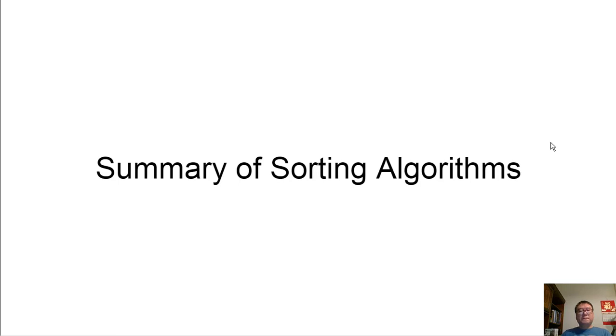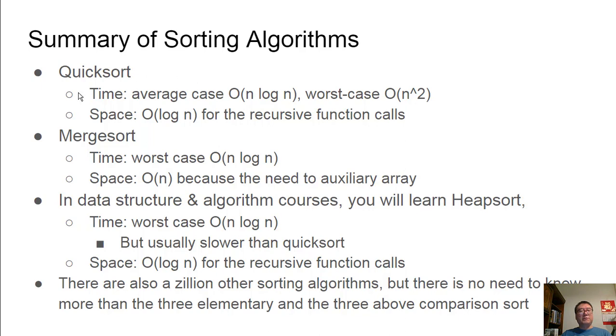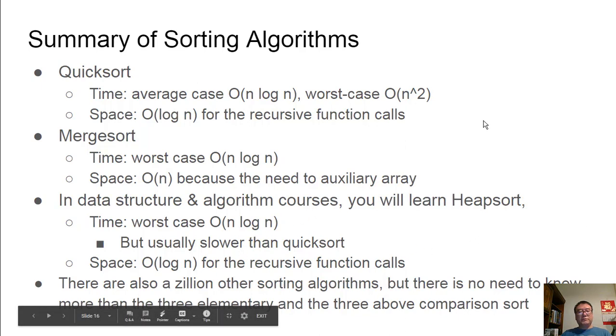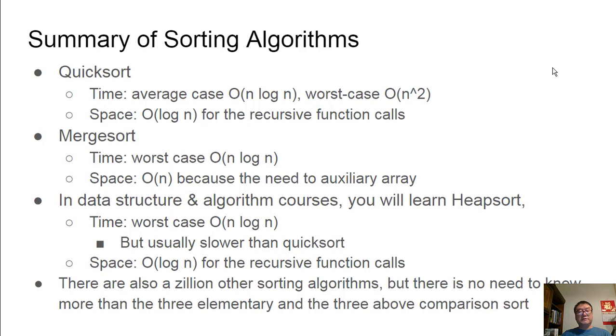Now let's take a look at all the sorting algorithms that we have covered in this topic. We covered quicksort and merge sort. Before this topic, in topic 5, we covered bubble sort, insertion sort, and selection sort, which are all quadratic algorithms. Quicksort has average time complexity n log n, but the worst case is n squared.